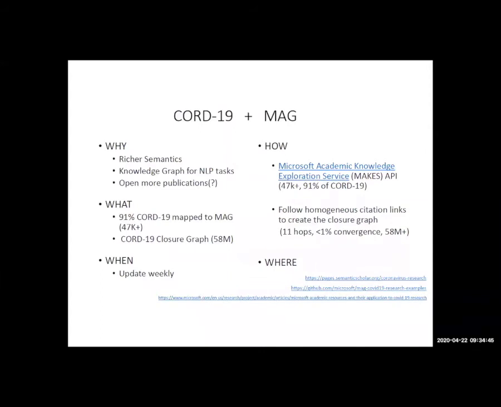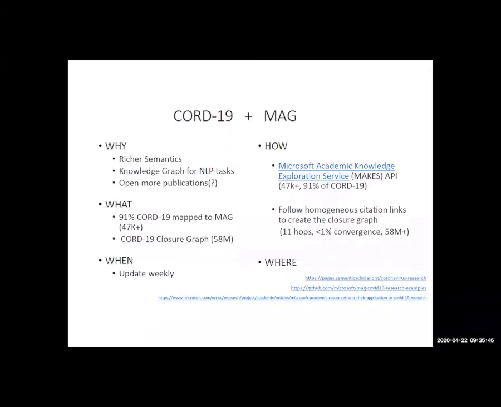With all this motivation behind us, we leverage the MAKES API, which is Microsoft Academic Knowledge Exploration Services. I'll skip the details, but with this API we can link the CORD-19 corpus with the MAG paper unique identifier, and we can actually link 91% of the corpus, which is represented by 47K papers, with almost 100% accuracy. If we use these 47K papers as a group of seeds, we can traverse the MAG graph through the citation links. We can generate a closure graph with about 58 million papers, which is about a quarter of the full MAG graph.